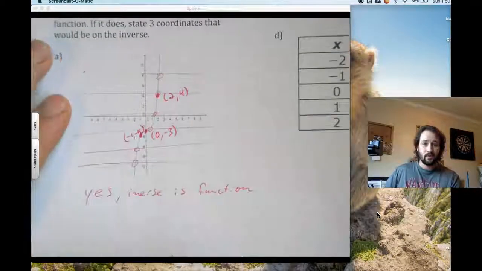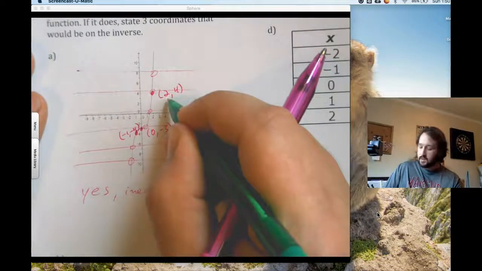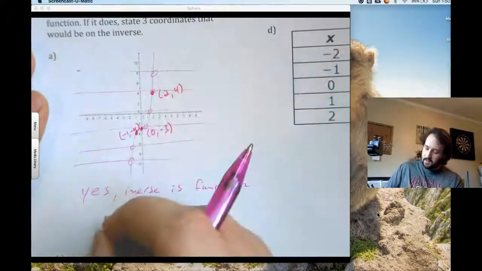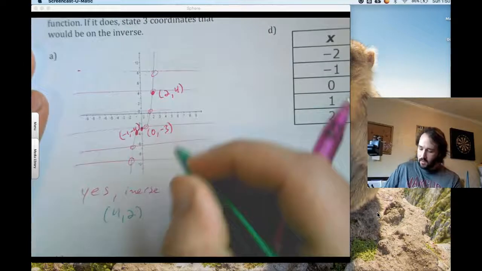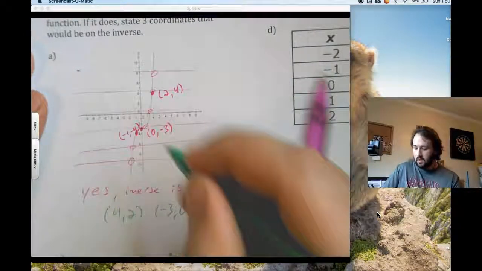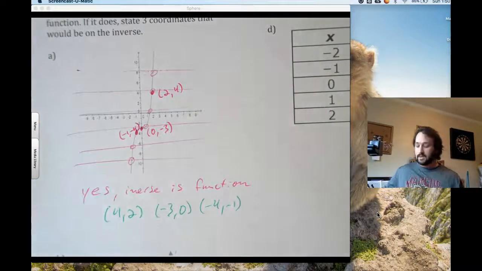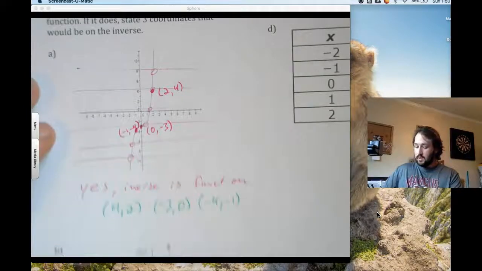But for the inverse, the three coordinates that we could write, remember they switched the x and y values. So for an inverse, we could have 4, 2. We could have -3, 0. We could have -4, -1. Remember, you're just switching the x and y values exactly where they are. All right, looking at the next one.